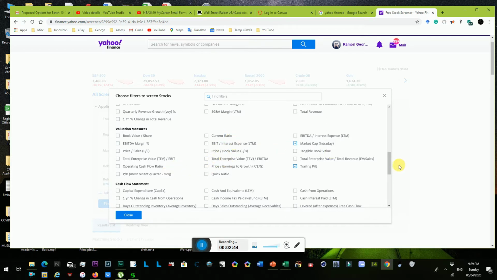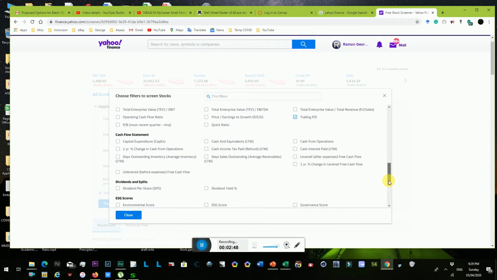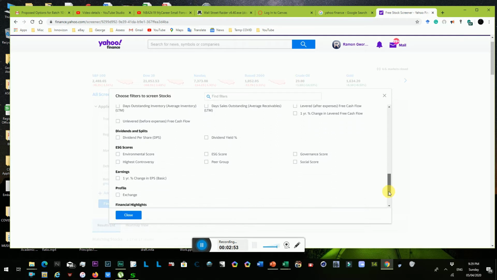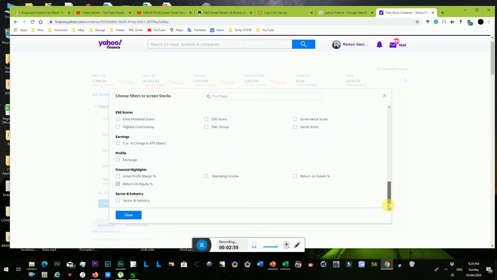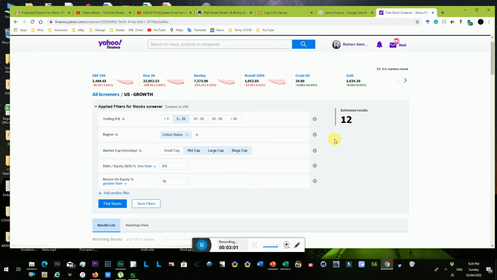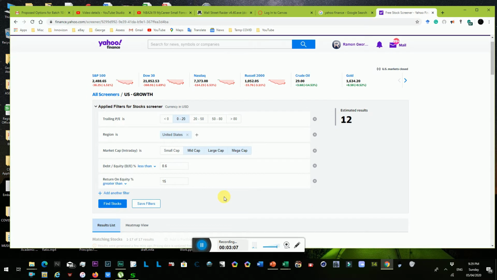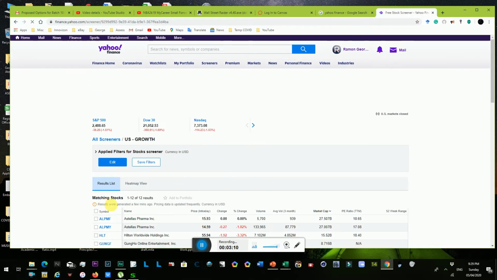P over B is here, so maybe we can also use that to screen potential stocks that are screaming buy, right? So ESG scores, profile, return on equity, financial highlights are here, and all that. You can even choose your sector. So let's save this filter for now, US growth. Let's save it like that, and find stocks.